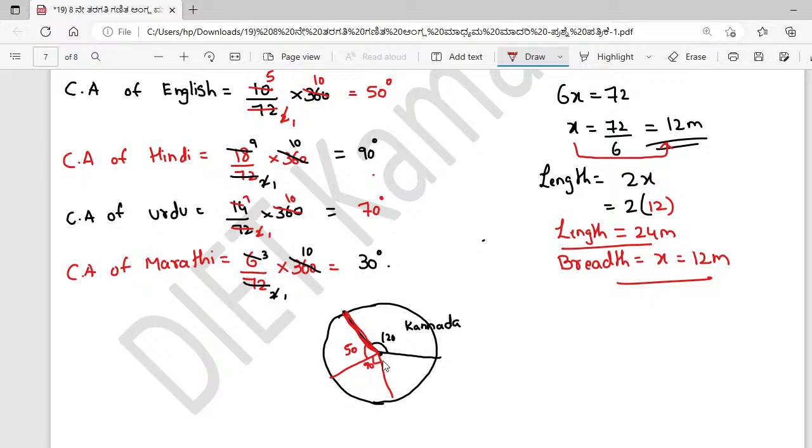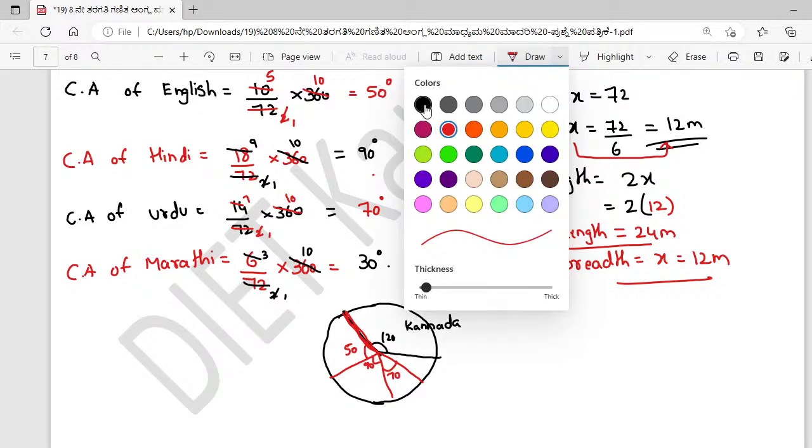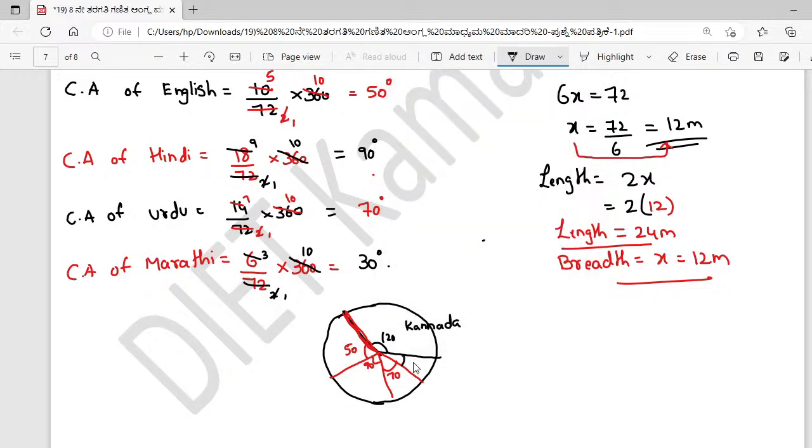The next is Urdu, and it will be 70 degrees. Let us give the names for all. The remaining part there is no need to measure, obviously it will be the remaining 30 degrees only. So 50 degrees for English, 90 degrees for Hindi, 70 degrees for Urdu, and the last 30 degrees for Marathi.